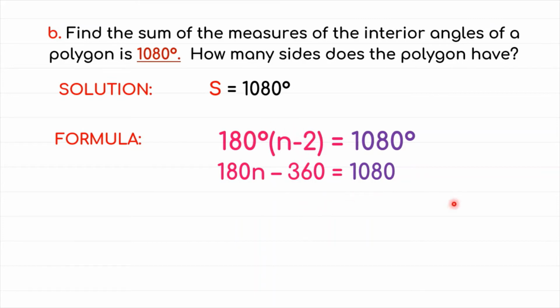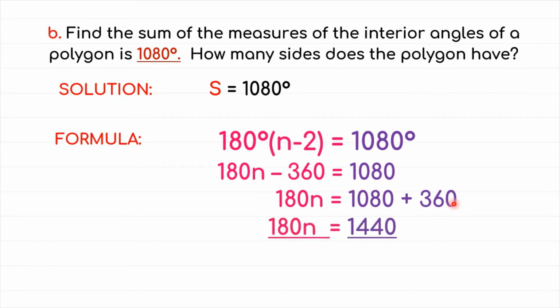And then, yung minus 360 ay ililipat sa kabila. So, magiging plus 360 na siya, hindi na minus. So, 1,080 plus 360, that will be 1,440. Divide natin by 180. So, n is equal to 8. Meaning, octagon pala yung polygon na hinahanap natin. And 8 sides po ang hinahanap natin.